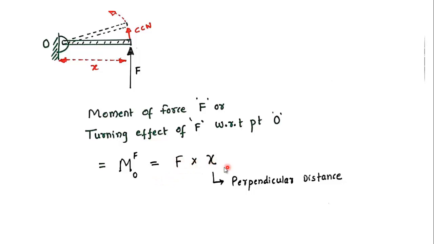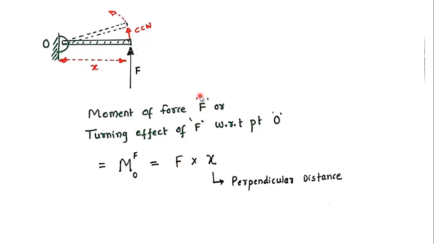So it is F into x, where x is the perpendicular distance. Now this x is measured perpendicular to the line of action of the force. Okay, so it is the distance from the point where we are taking moment up to the line of action, but taken in perpendicular direction, and F is the magnitude of the force.